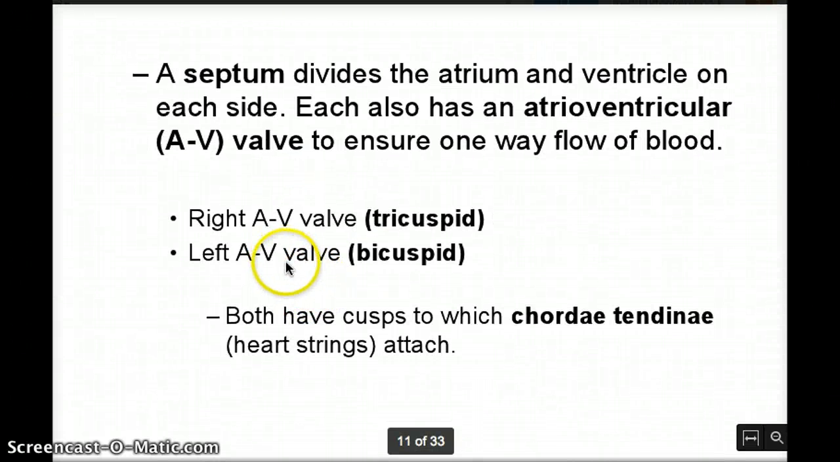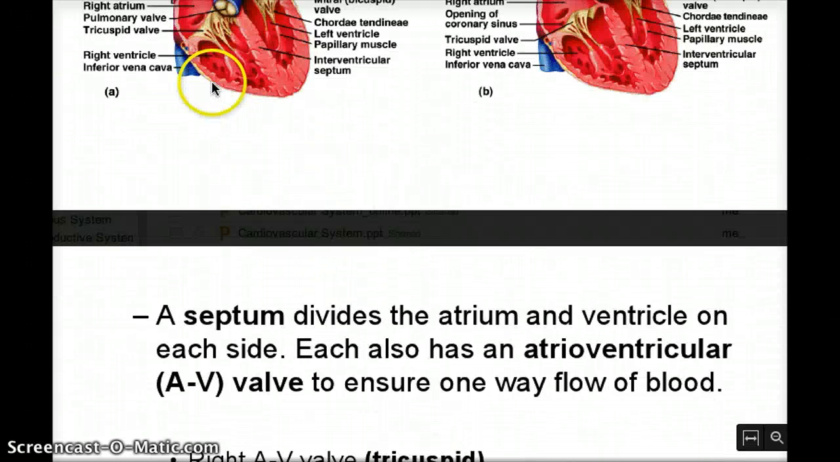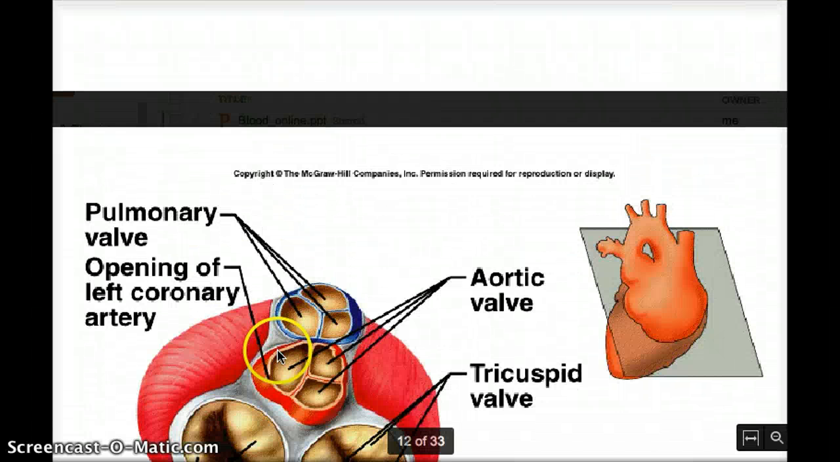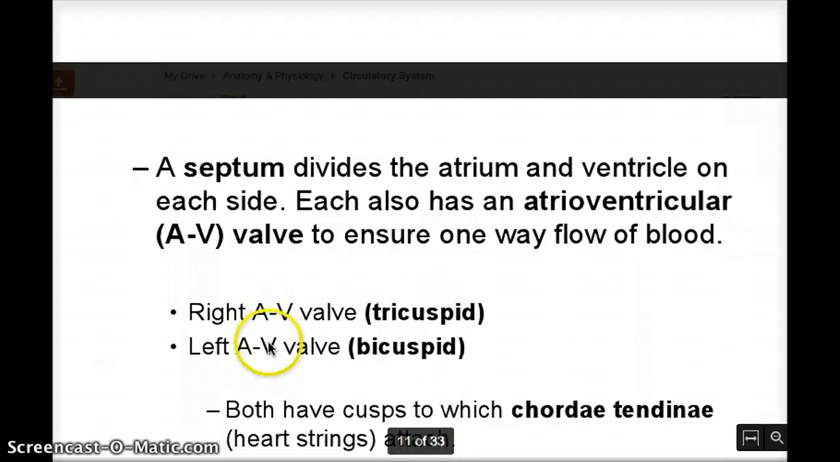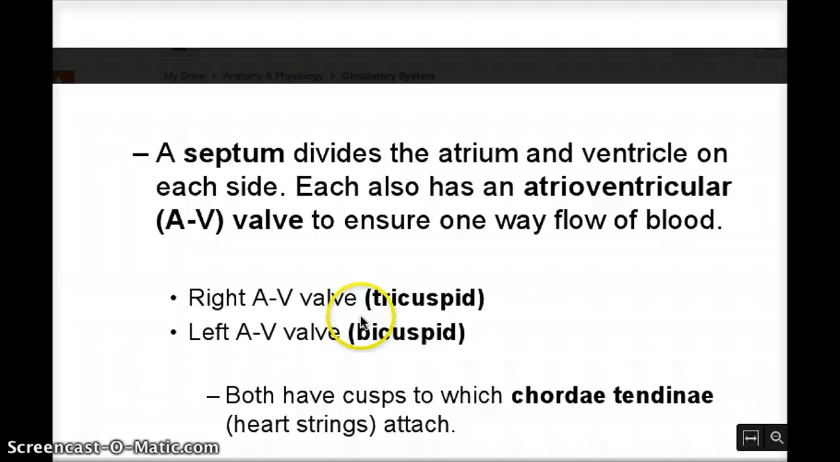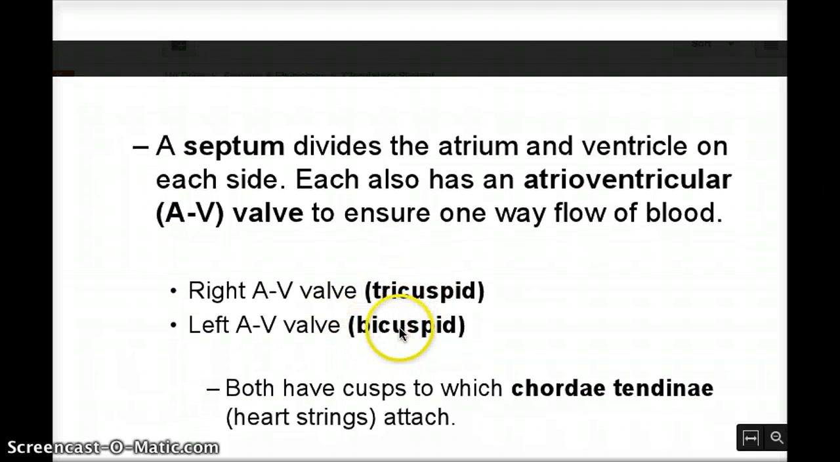So if we're going to put that into terms, what we've seen below, we have a septum. The septum is this illustration right here. That's going to separate out the right and the left side, oxygenated and deoxygenated blood. And we should separate out into the AV valve. So on the right side we have a tricuspid, on the left side we have a bicuspid.